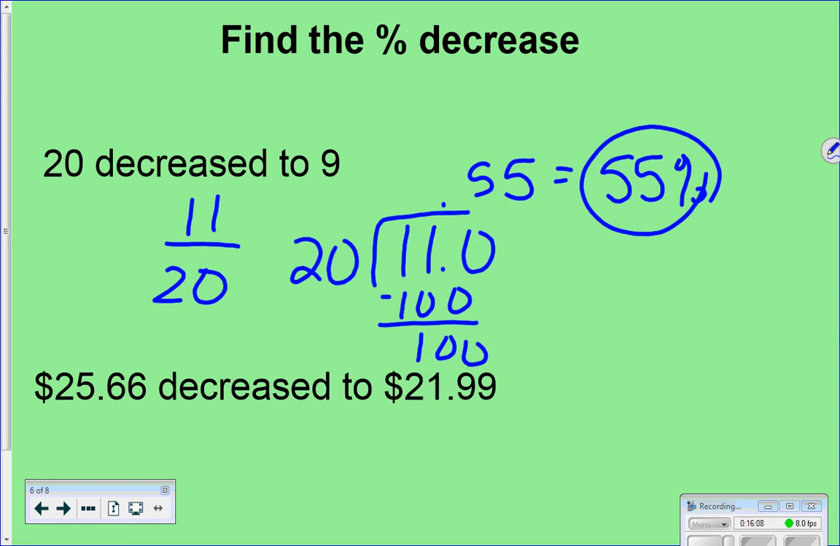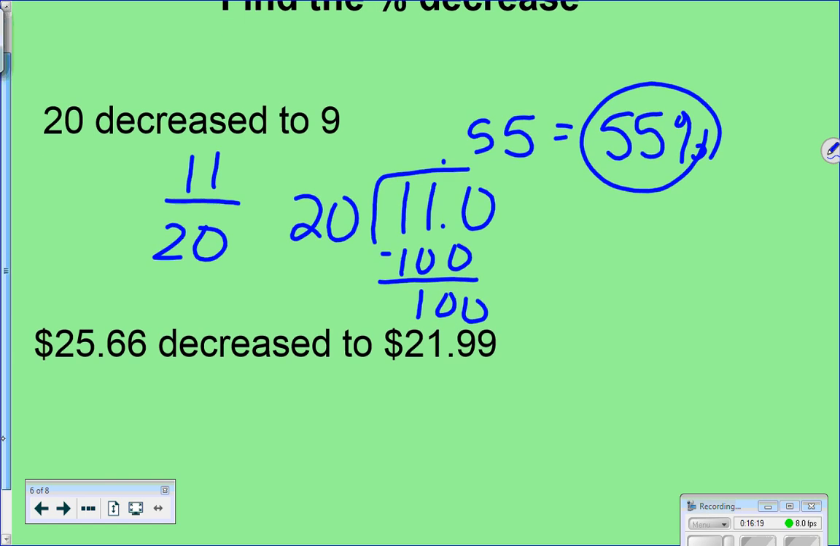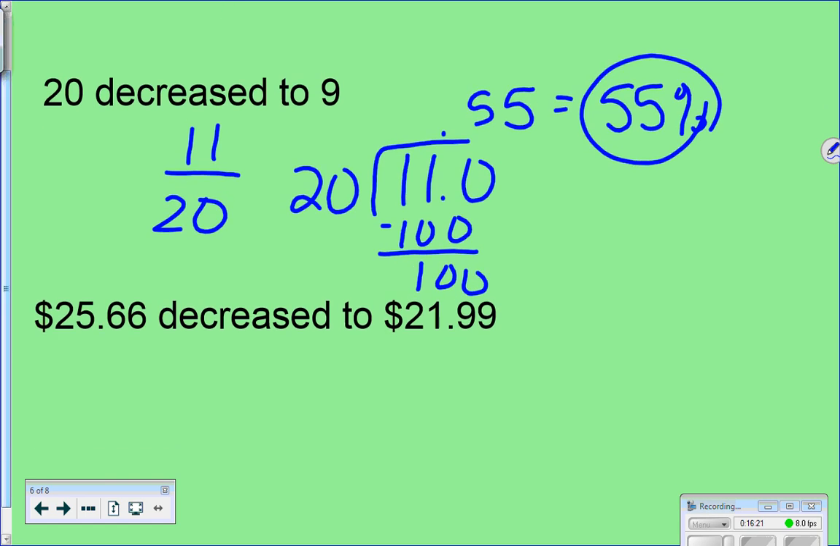So many people are like, well, counting on the test, I remember how to do this. Find what changed, put it over the original, under the original, and then divide. That's all you have to do for these. And then this one. You want to try one by yourself? All right, try this one by yourself. Jacob.